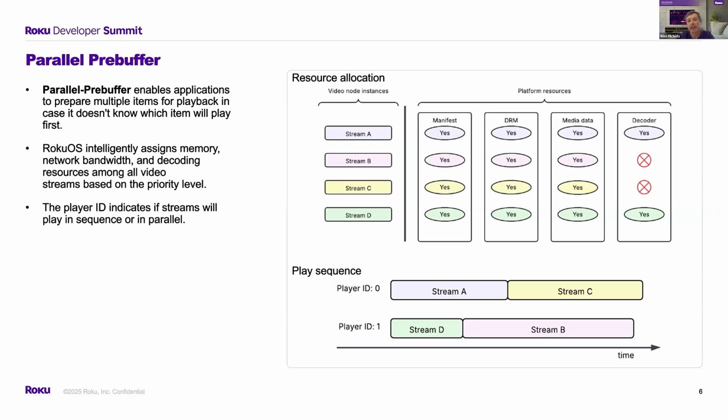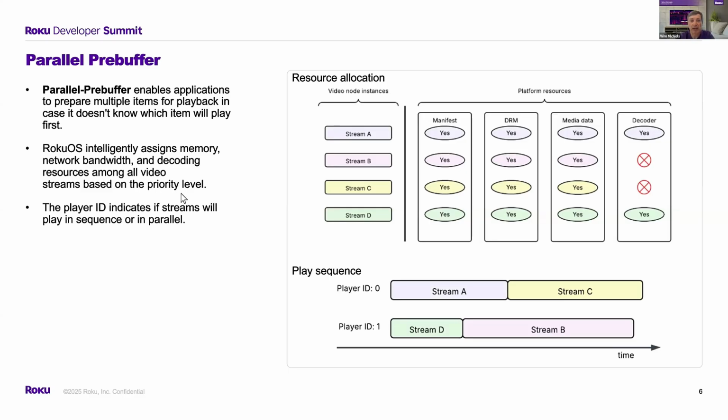The second case is on platforms that support dual decode or multiple playback, where an application may want to pre-buffer all the items that play in parallel. There are two parameters that control parallel pre-buffer: the priority level as well as the player ID.